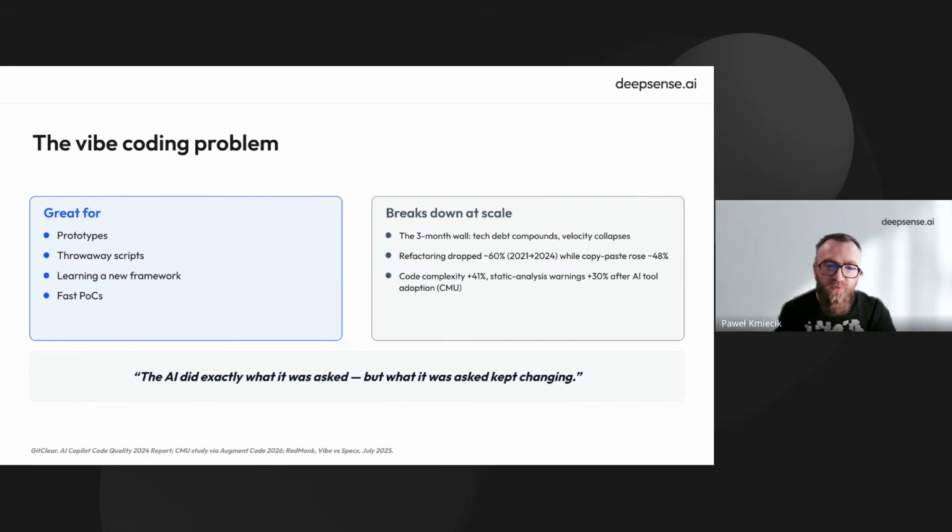So if we want to create something for production, we have some studies that show that just vibe coding makes the quality of the code worse and worse. And this is not a problem with the AI tools that we use, but a problem with how we use them. The AI did exactly what it was asked to, but what it was asked kept changing over time.